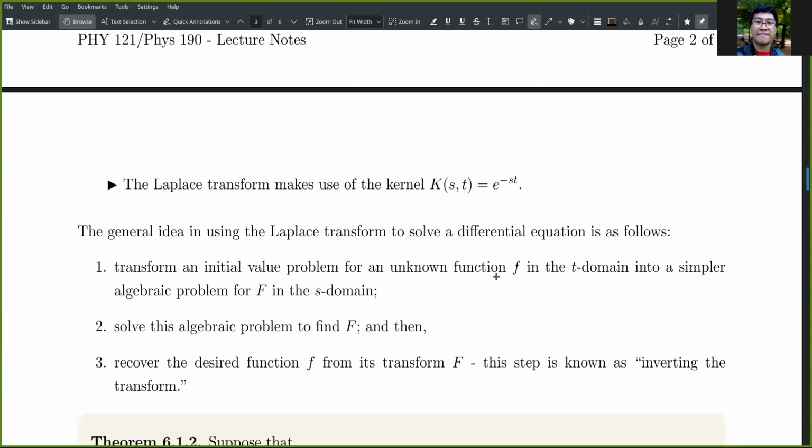So the idea is you use the Laplace transform to solve a differential equation. We transform some equation containing an unknown function f, and then that would give us some terms in the s domain, basically the transformed function F. We then solve this. It becomes an algebraic problem. We find F, and then after that we invert. So we recover the desired function f by inverting F. So we invert the transform.